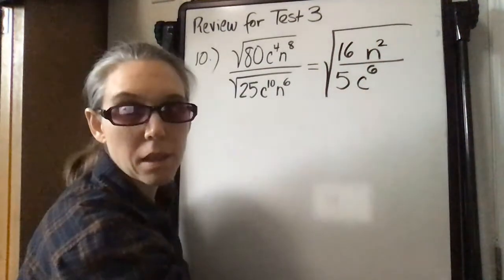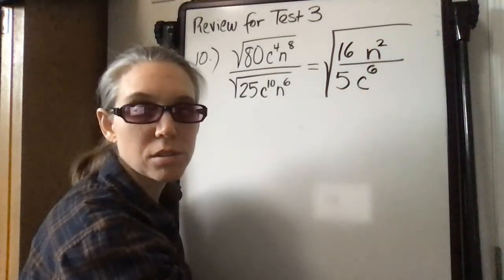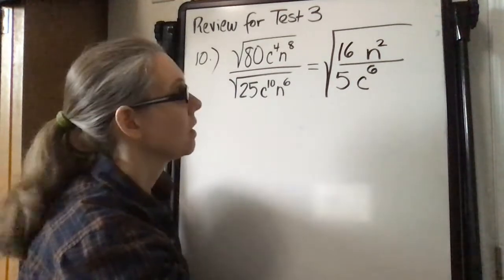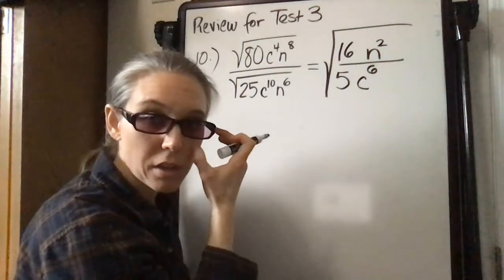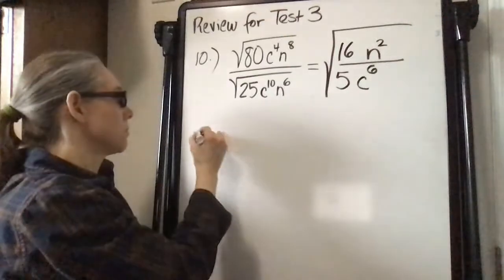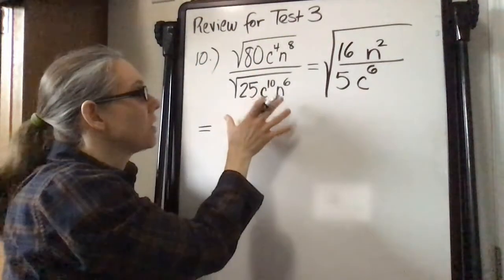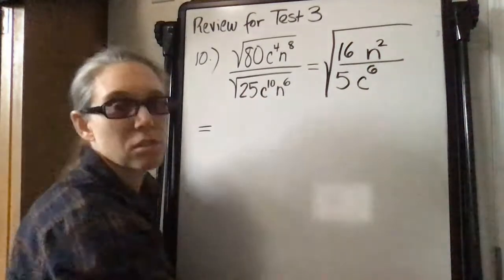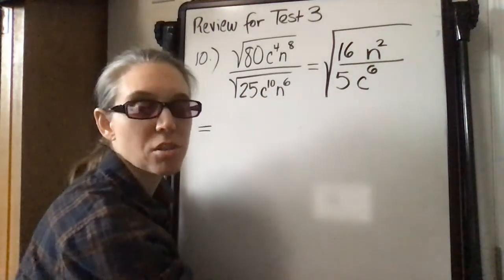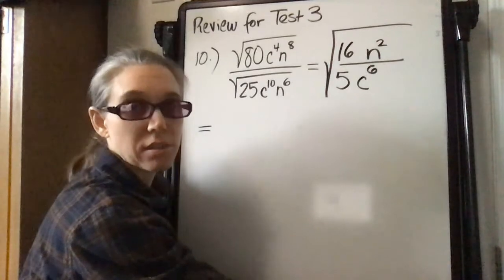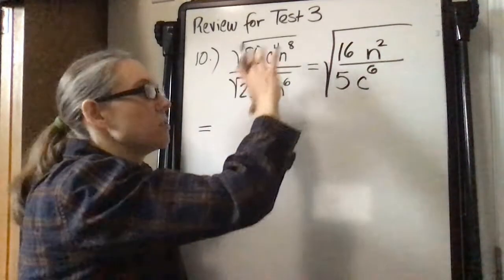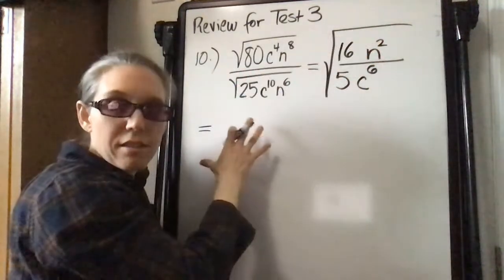So once you've fully reduced your fraction, now you're going to want to simplify the numerator and the denominator. You can simplify the numerator and the denominator separately. That's another option. So I'll show you that option next. I'm going to show you two different ways of doing this same problem. So this is the reduce first, then simplify method.